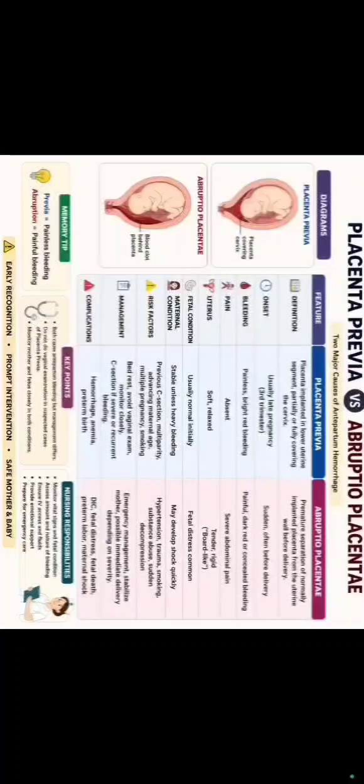Tips to remember: in placenta previa, painless bleeding will be there. In abruptio, painful bleeding will be there. With early recognition and immediate intervention, we can save the mother and the baby from the condition.